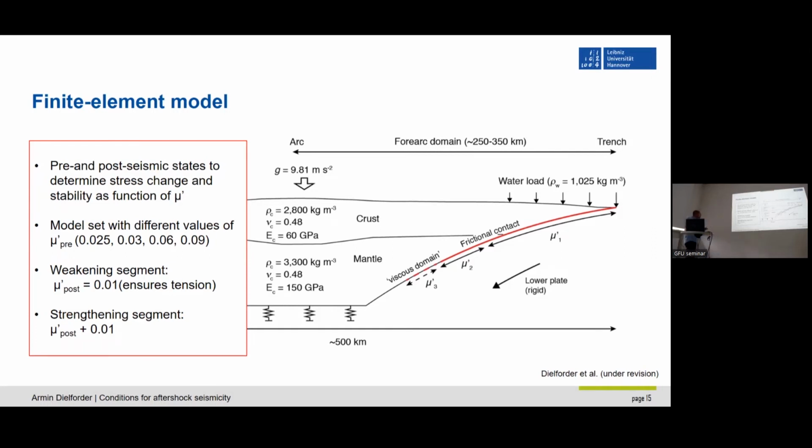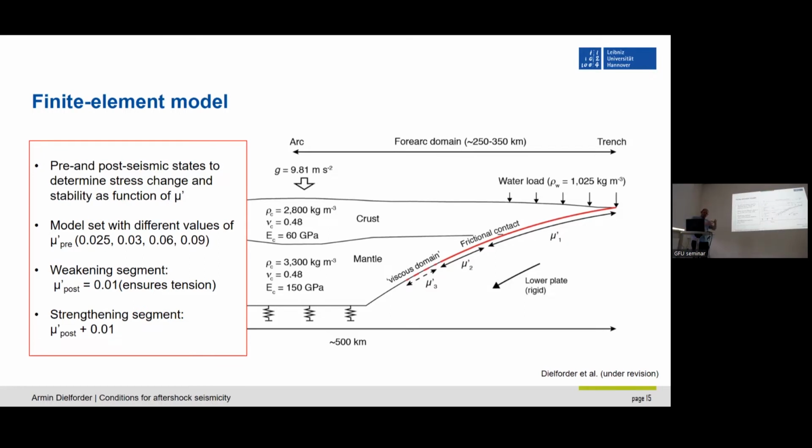For the post-seismic state, we apply in all models a low effective friction coefficient of 0.01 to the weakening segment of the megathrust, which ensures that the forearc experiences tension post-seismically, as evidenced by normal faulting. And along the strengthening segment, the deeper part of the megathrust in this case, we increase the friction coefficient by 0.01. So, for example, if we have a pre-seismic value of 0.03, then it becomes 0.04.